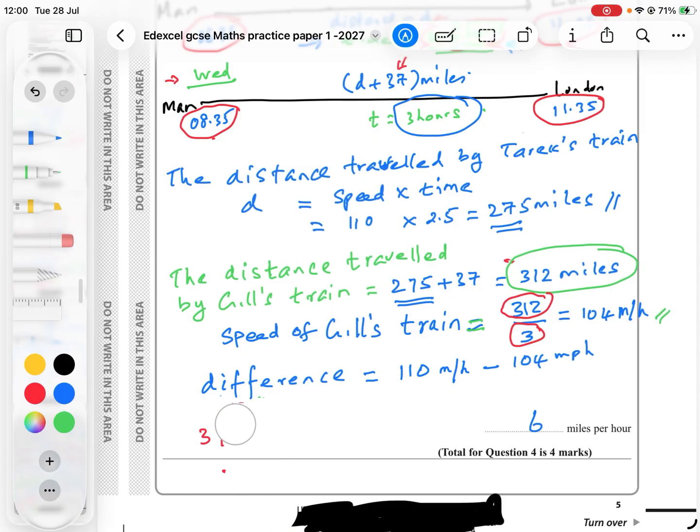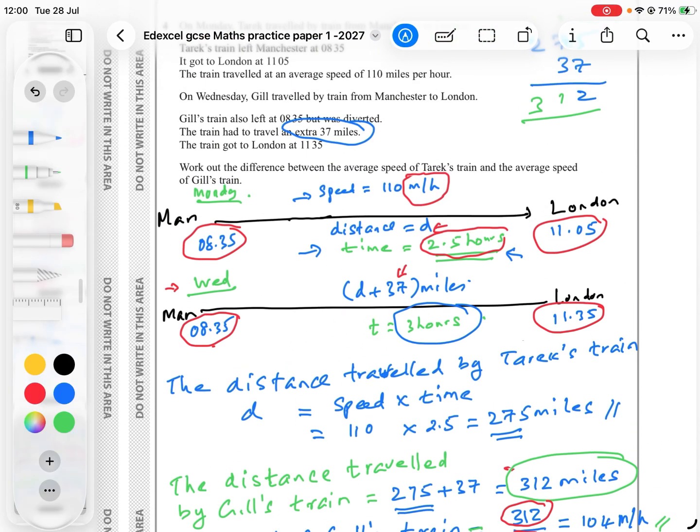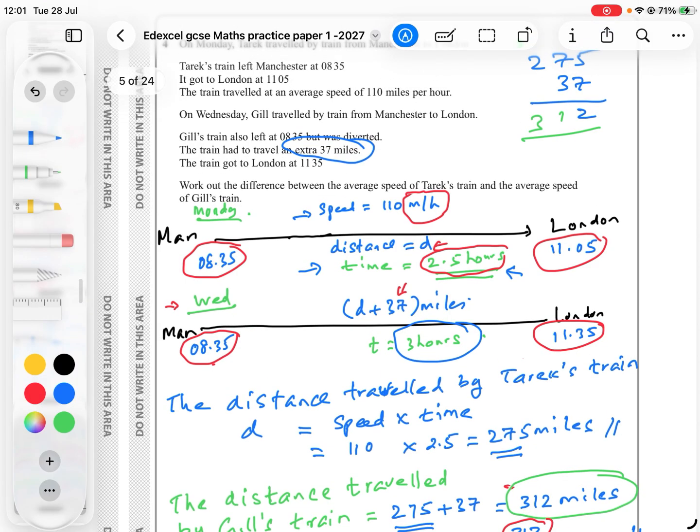Now the question: the speed difference of both trains is 110 take away 104, which is 6 miles per hour. Here it is very important: the unit is miles per hour, so the minutes should be changed to hours. Very, very important. So here, 2 hours 30 minutes, that's why I put 2.5 hours. Thank you.